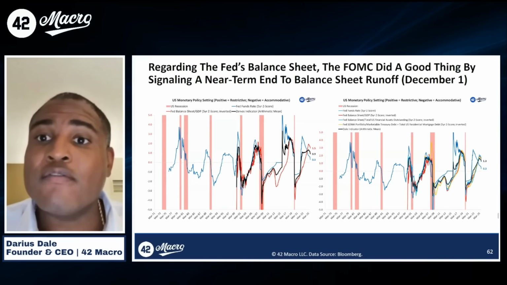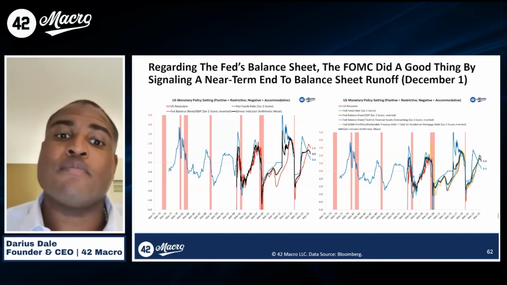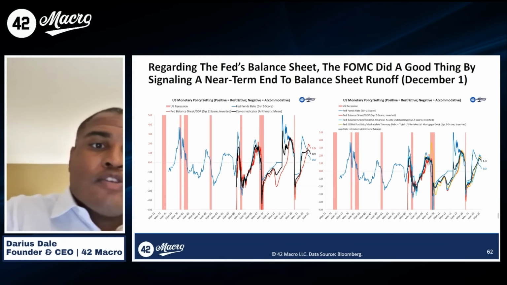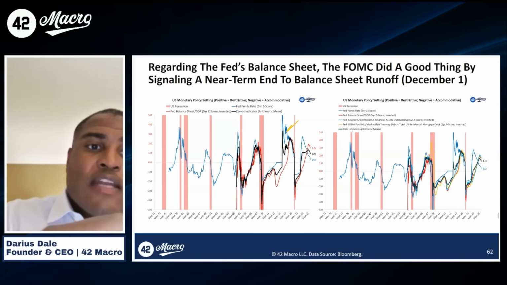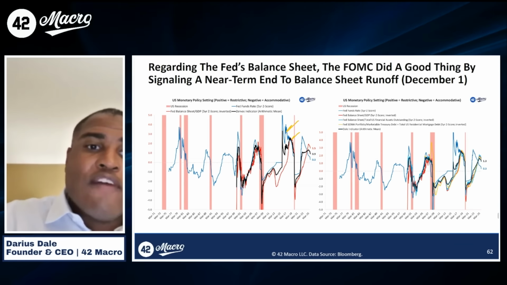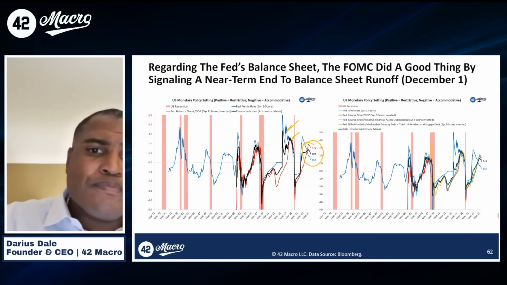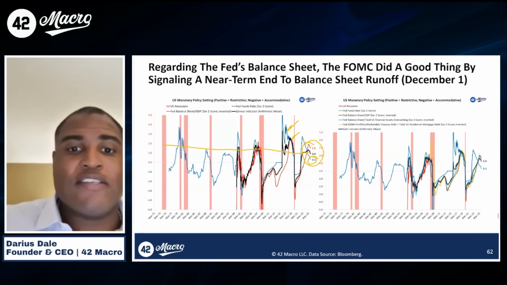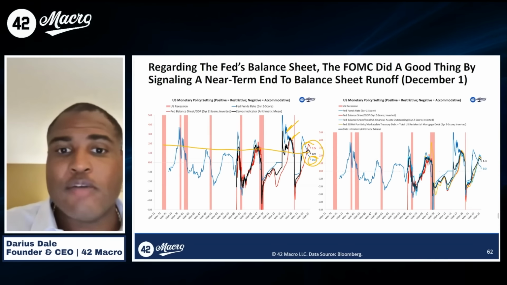Regarding the Fed's balance sheet, the FOMC did a good thing by signaling a near-term end to the balance sheet runoff on December 1st. And the reason I say that is because of the policy when you factor in the balance sheet. This chart here shows the Fed funds rate in the blue line, the 5-year Z-score of that, the Fed balance sheet to GDP in the red line, the 5-year Z-score of that on an inverted basis, and then the mean of that is the black line. You see the Fed's policy was extremely tight when you factored in the balance sheet. Obviously, it's basically back to neutral when you look at it just on a policy rate basis. But the balance sheet was very tight.